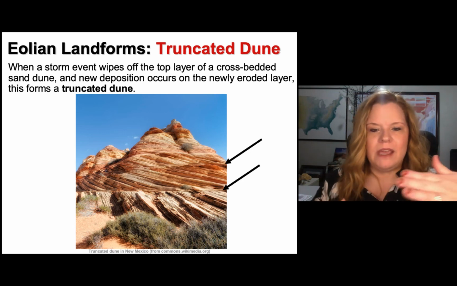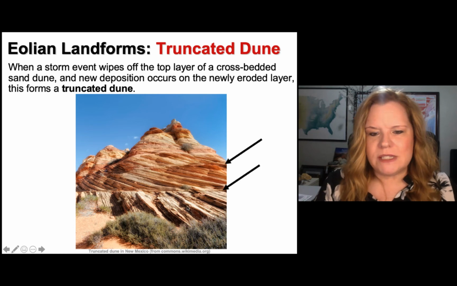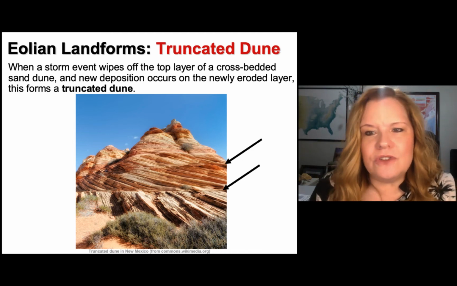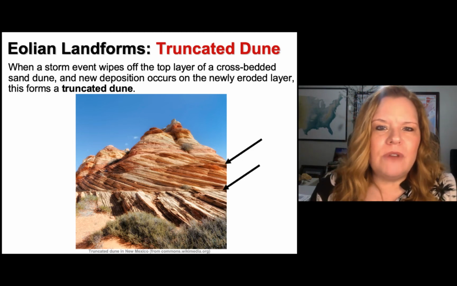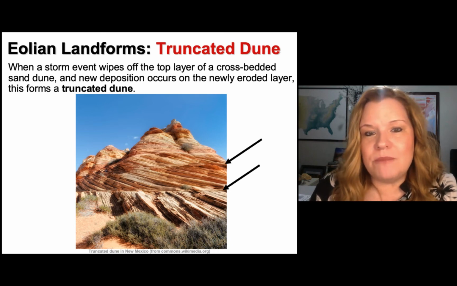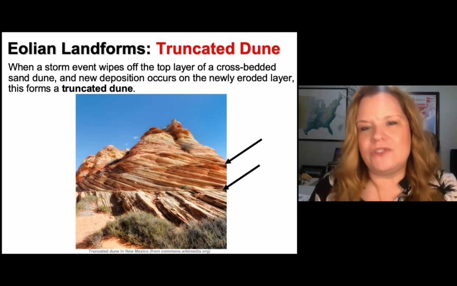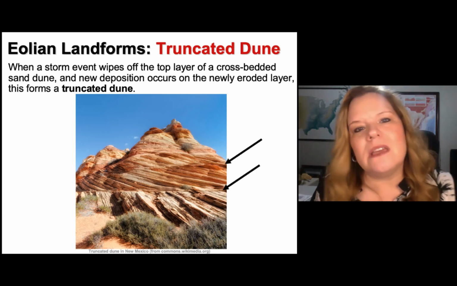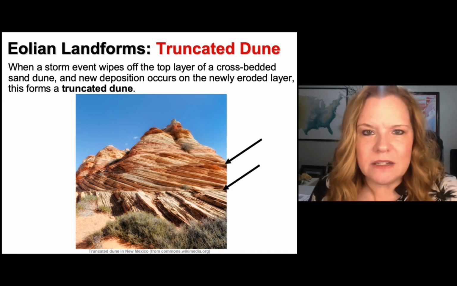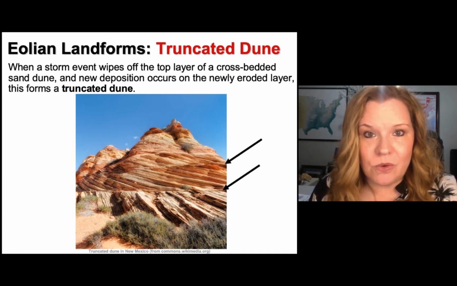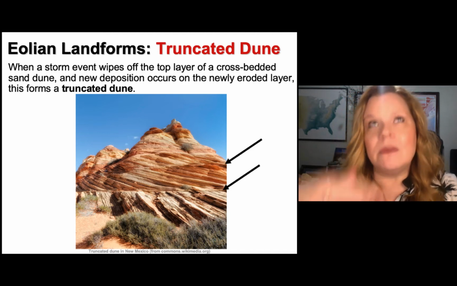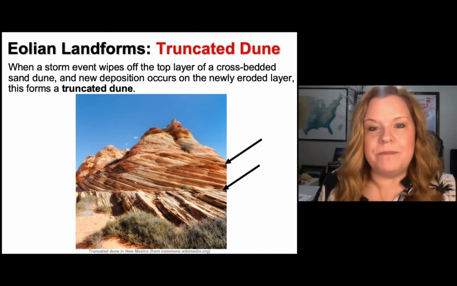But this one in particular is really good. You can see the angle, and then it's wiped flat and new ones are put on top. That's called a truncated dune. So the newly eroded layer gets fresh stuff put on top, and it just starts over again, and then the next storm system wipes the next crossbeds. And so typically in heavily crossbedded units like the Navajo and Zion, you'll see this phenomenon over and over and over in the same large rock formation.